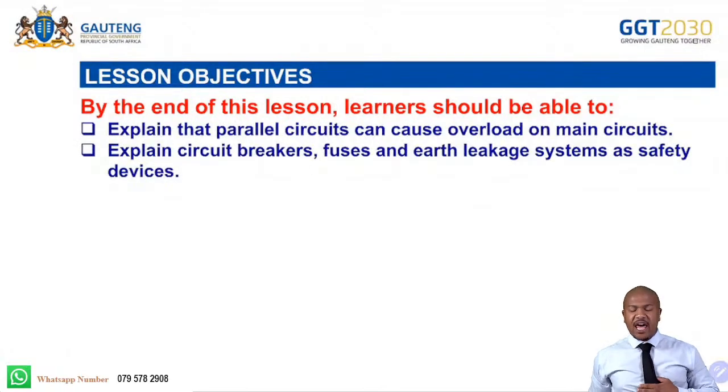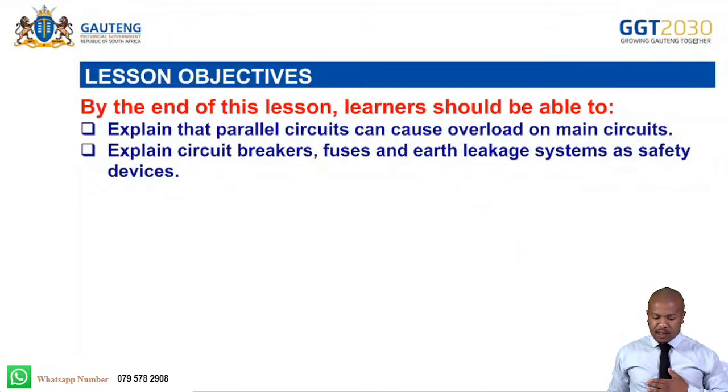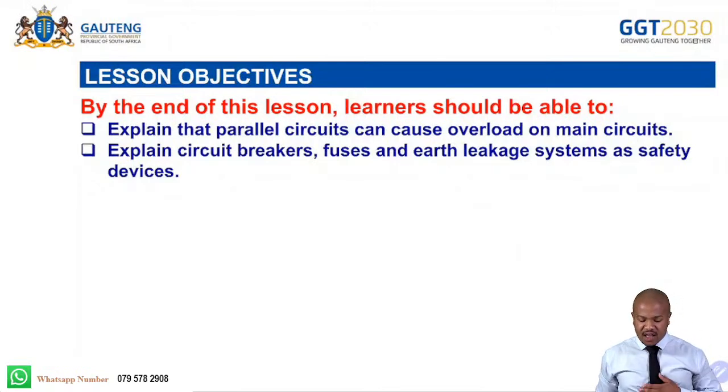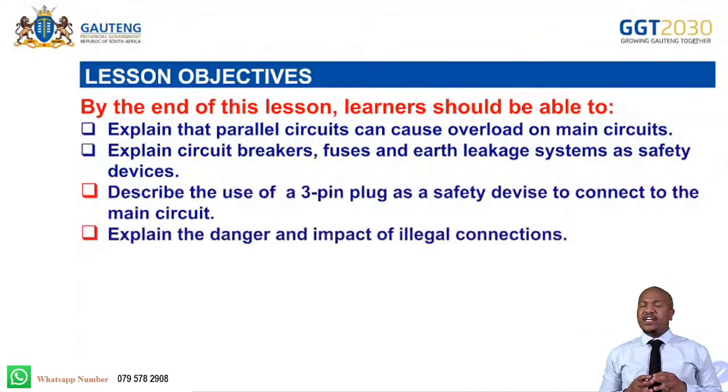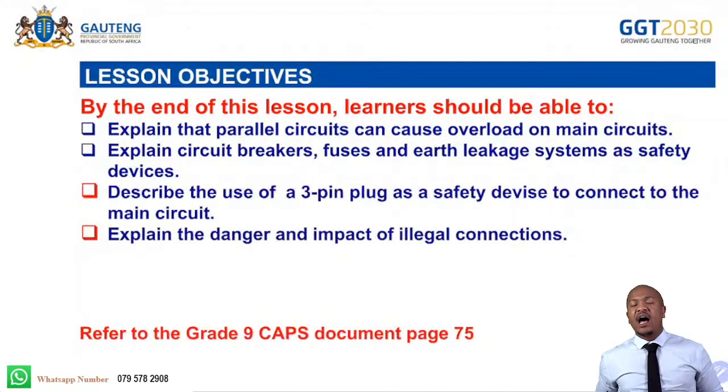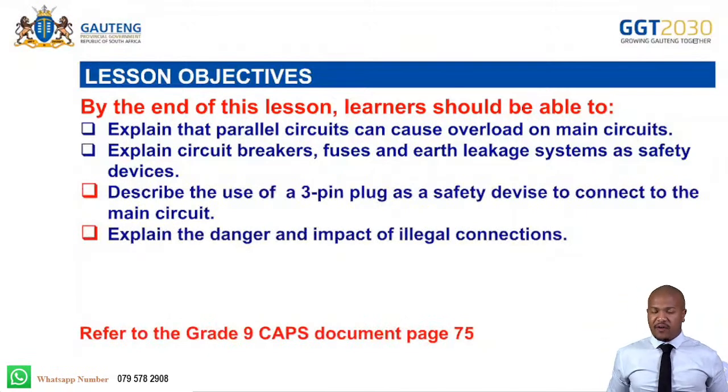Also, we need to be able to explain circuit breakers, fuses, and earth leakage systems as our safety devices. As well, we need to be able to describe the use of a 3-pin plug as a safety device to connect to the main circuit. Lastly, we need to be able to explain the danger and impact of illegal connections. All this information is found under the CAPS document on page 75.